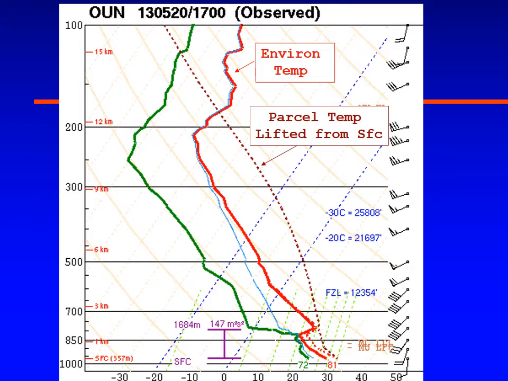And you know that 200 millibars is approximately 39,000 feet. So this storm continues to rise well above that. And this is a very unstable storm.